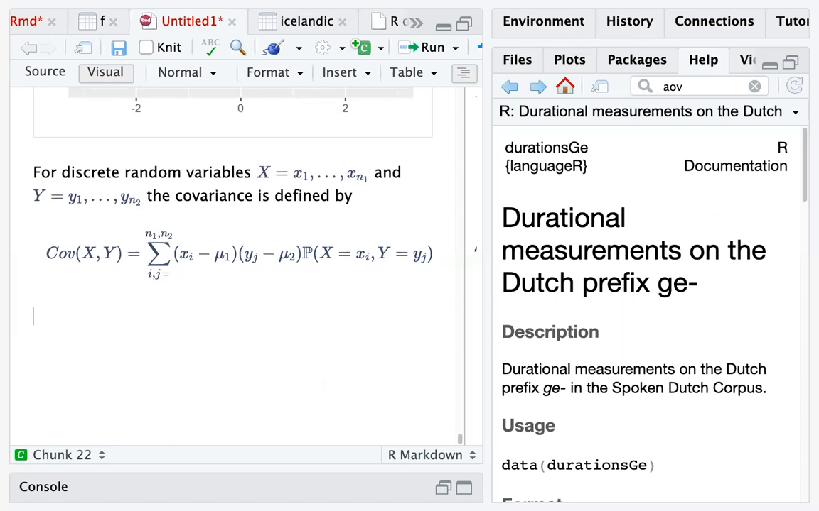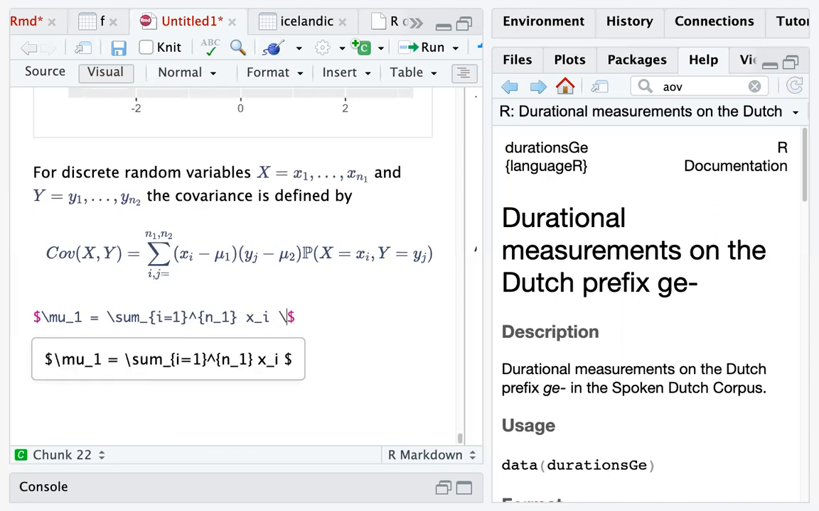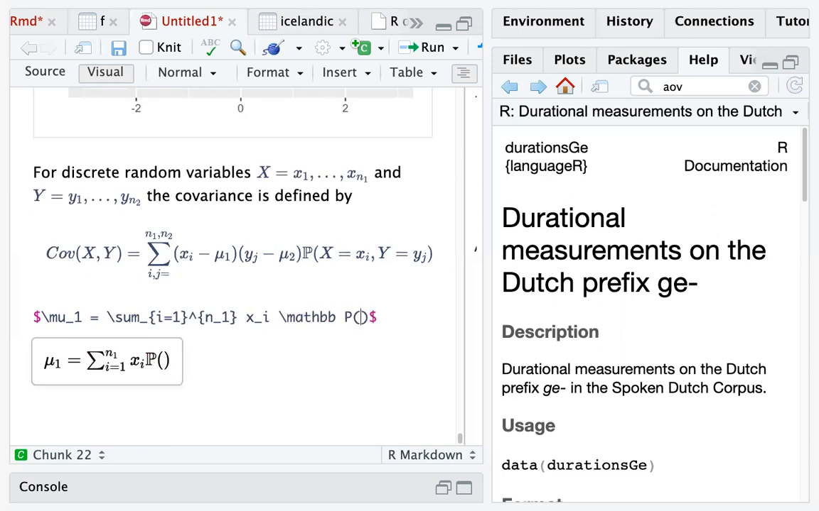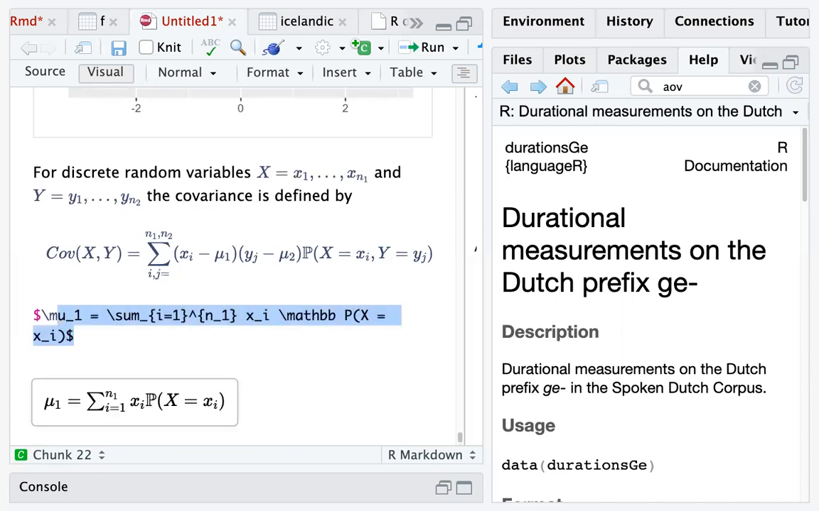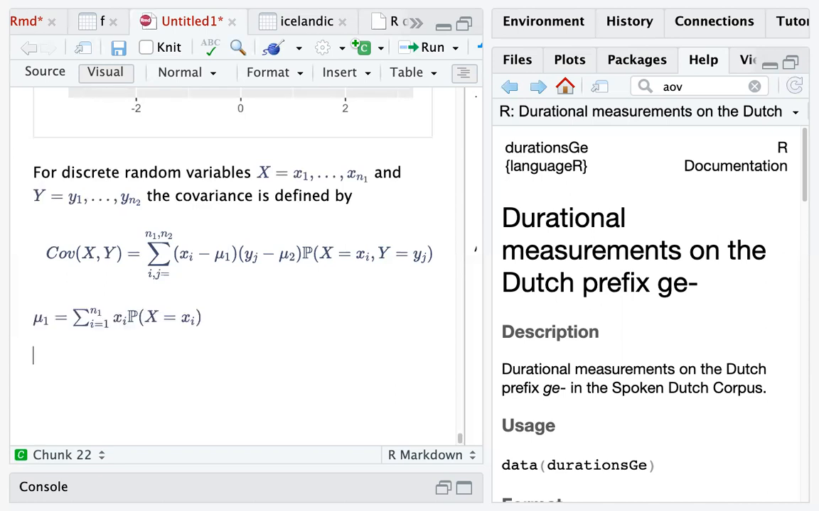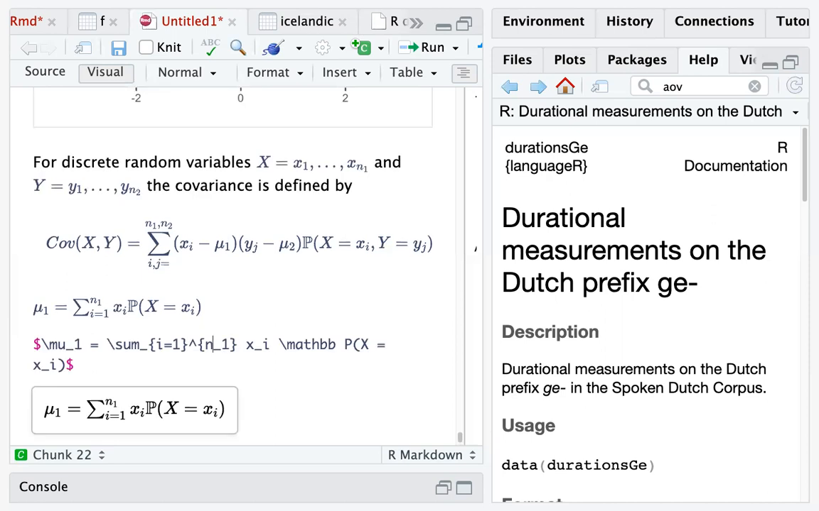This is the covariance, where mu1, for instance, the mean, is equal to the sum for i going from 1 to n1 of xi times the probability that x is equal to xi, and mu2 is the same thing but done with the y variable.